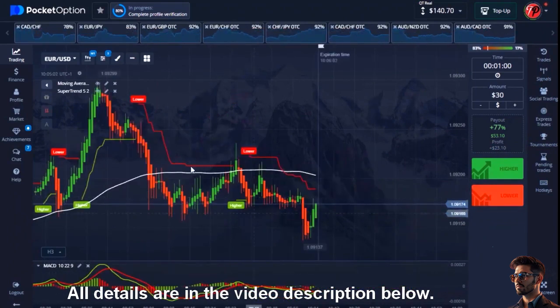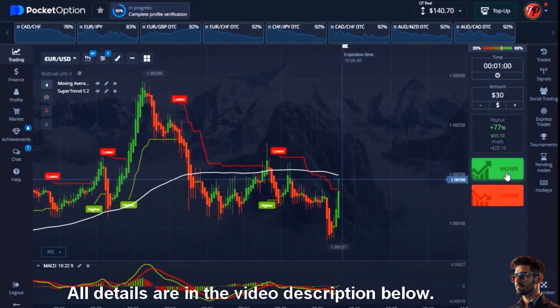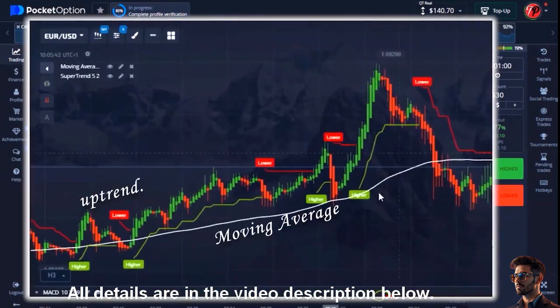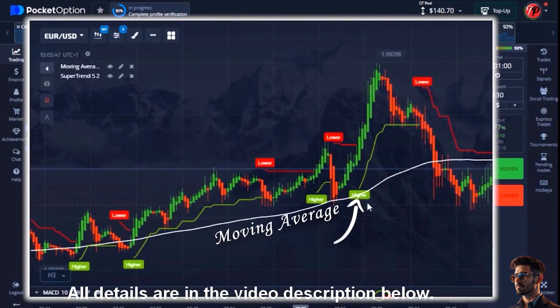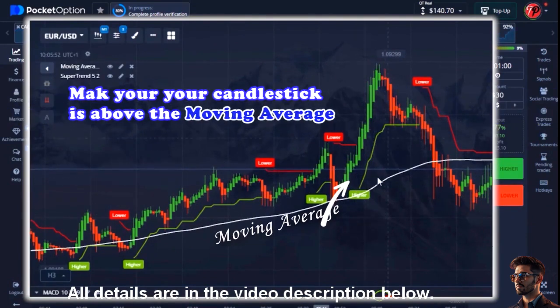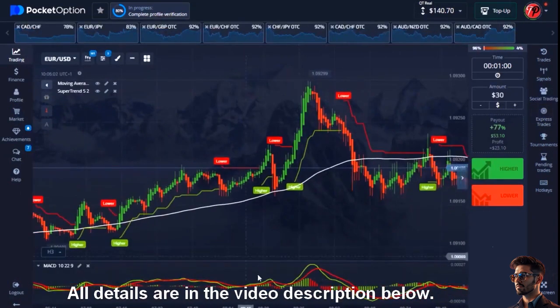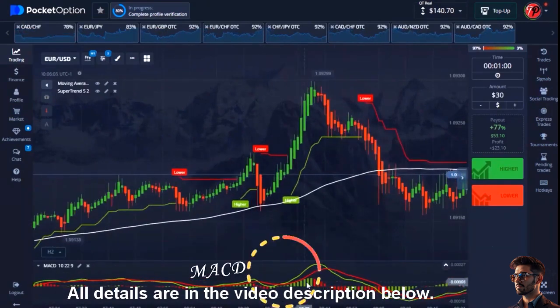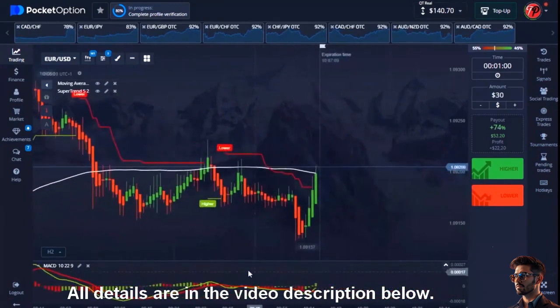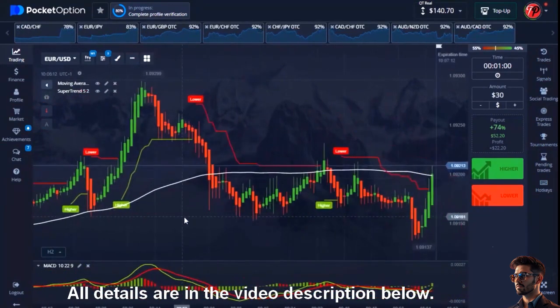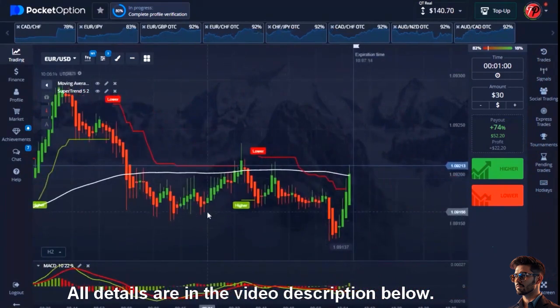After you confirm all the indicators in the downtrend position, then you can go ahead and enter a trade. If you're going for an up trade, you need your Super Trend indicator to signal a higher signal, just like what happened here. Make sure you receive a higher signal with your Super Trend. Make sure you have your candlestick above the moving average, and of course both MACD lines must be below the MACD signal bar here. The lines intersect each other, giving you an uptrend confirmation before you enter a trade. All right, so that's just how it works.